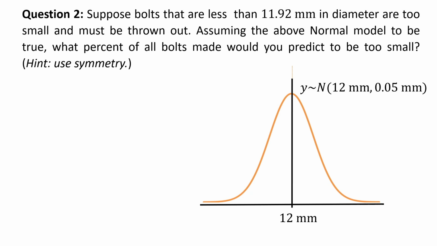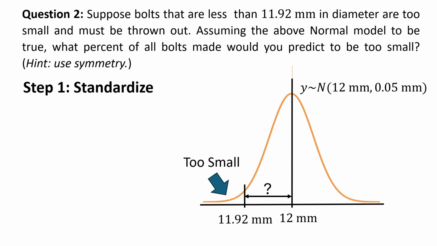Next question, suppose that bolts that are less than 11.92 millimeters in diameter are too small and must be thrown out. Again, assuming the normal model, let's predict what percent of bolts made are going to be too small. So in this case, we're looking at a lower tail. We still need to know the distance between 11.92 and 12 millimeters in terms of standard deviations. And then we need to calculate the area in that lower tail. That gives us the proportion of bolts manufactured that we predict will be too small.